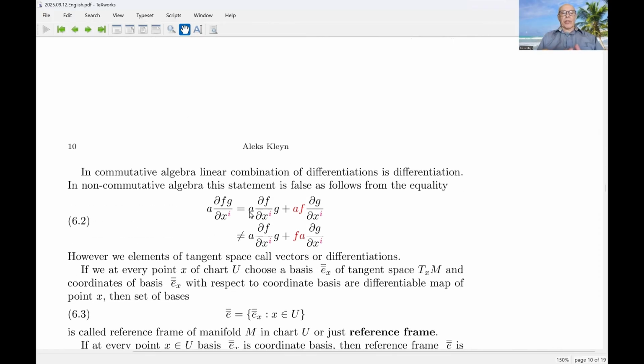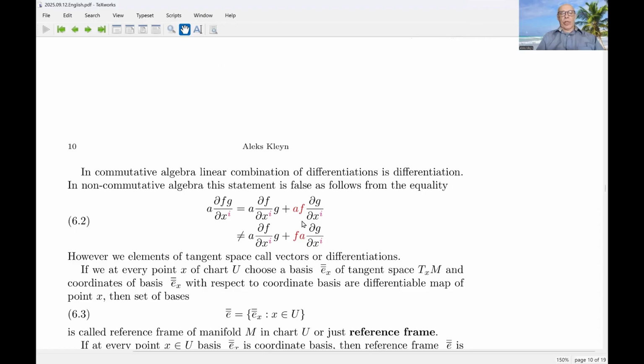In commutative algebra, a linear combination of differentiations is a differentiation. In non-commutative algebra, the statement is false, as follows from the equality 6.2, because AF is not equal to FA. However, elements of the tangent space, or vectors, are differentiations.